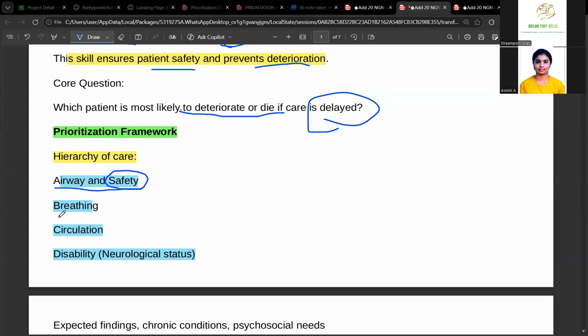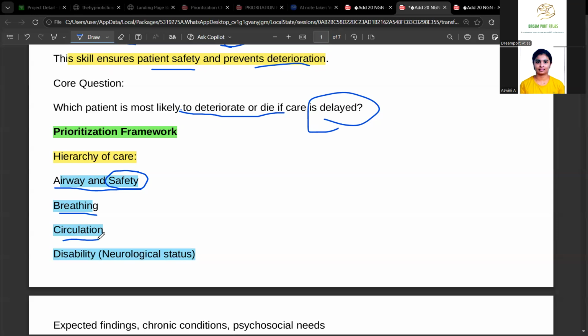Second one, breathing. We can check the respiratory rate and the saturation to understand hypoxia. If the airway and safety are intact, next we look at breathing. If breathing is also intact, we can check the circulation. In most scenarios, ABCD is the main strategy, but according to the severity of the symptoms, this order can get reversed.